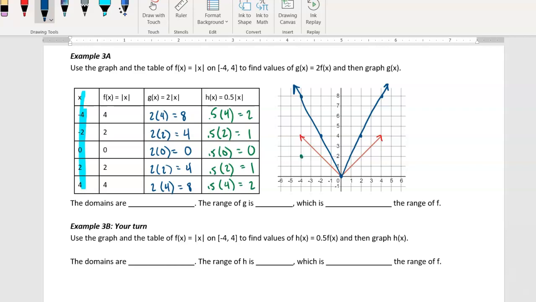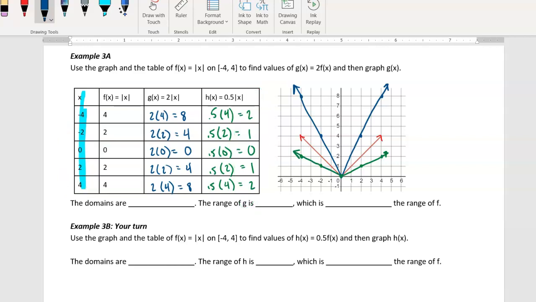So when we go to graph this one, when x is negative 4, y was 2. When x was negative 2, y was 1. Again, I'm using these values and these values to get those coordinates. We have 0, 0. When x was 2, y was 1. When x was 4, y was 2.